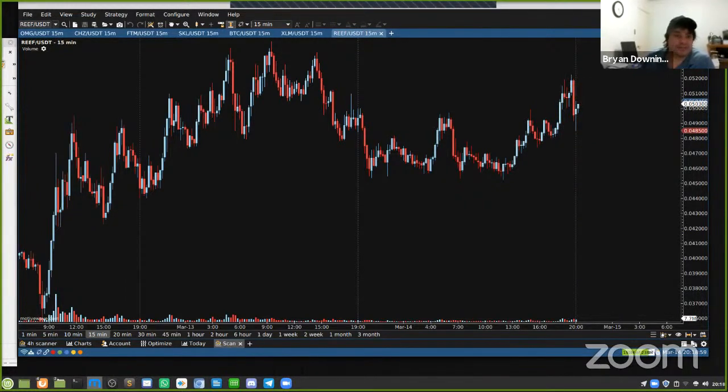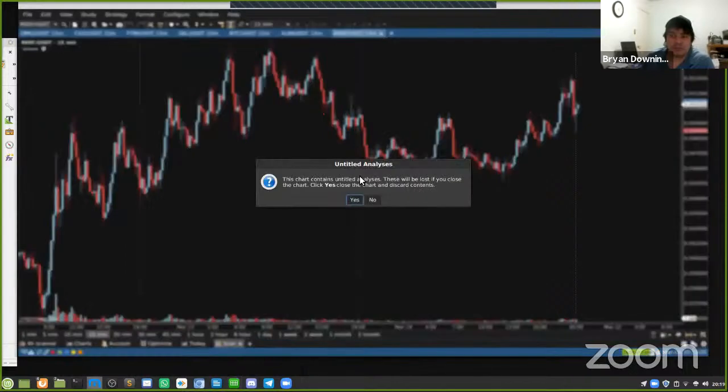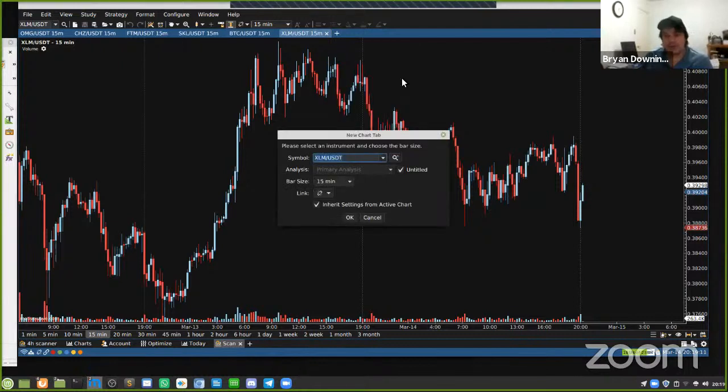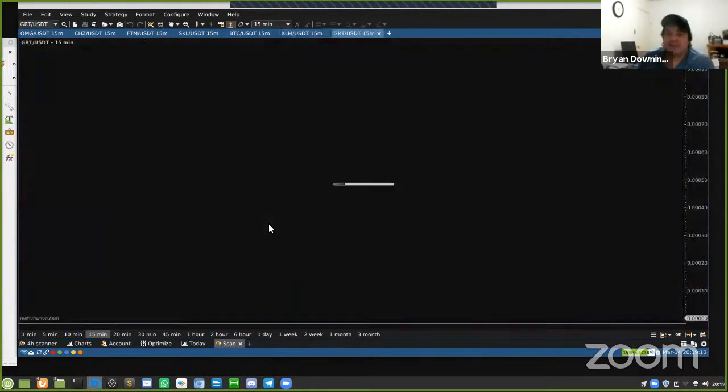And that's REF. Now we're looking at GRT. This one's been lately, definitely not a recent top mover, but a while back it was. So here, GRT, USDT, let's look at this one.